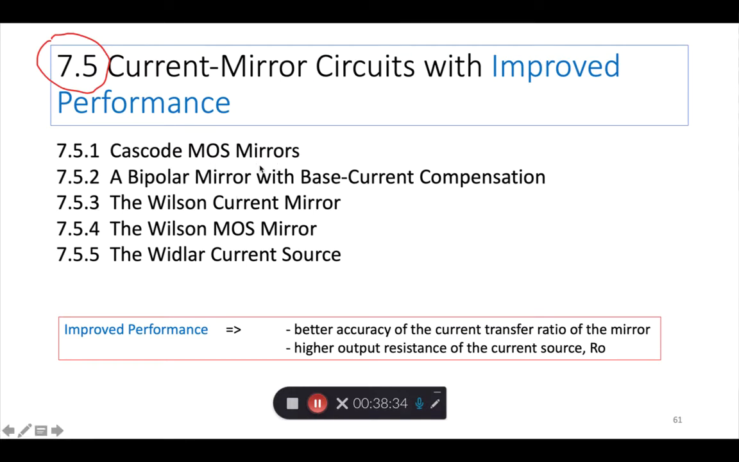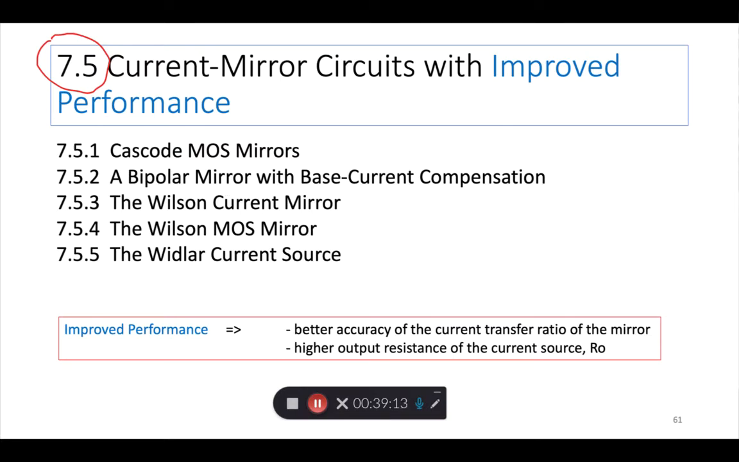Generally, MOS mirrors, if you can cascode them, you get some benefits, right? Cascoding improves the output resistance of the current source, and if it's a BJT, then it also improves the betas, the gains. So we didn't. I want you to just go back and quickly go through those slides.